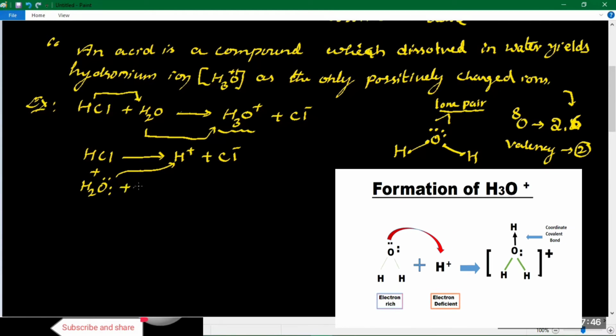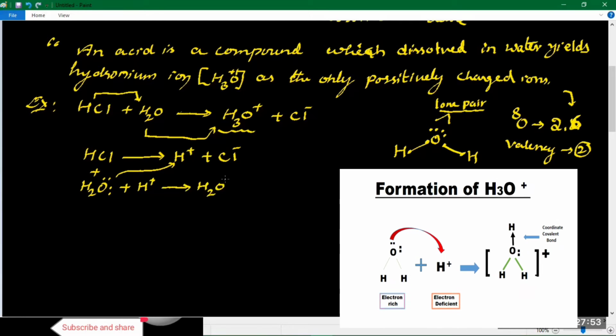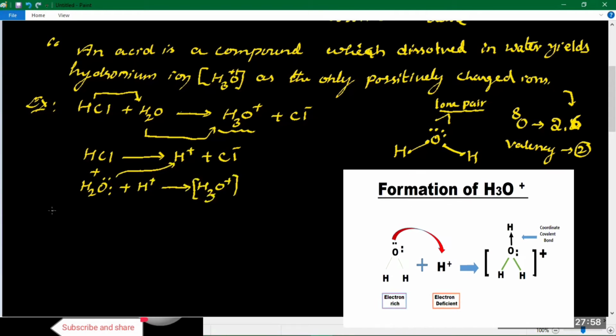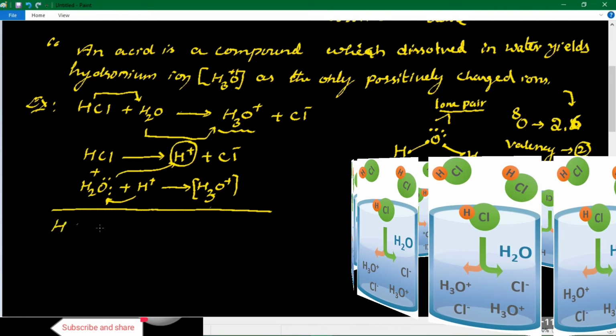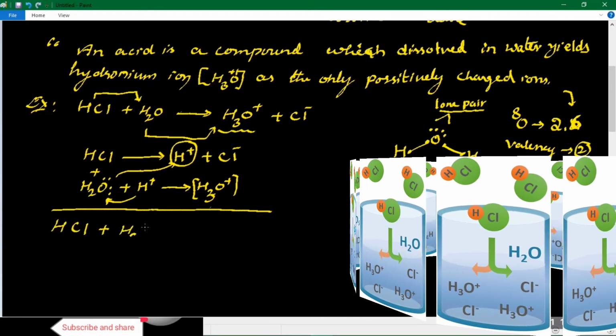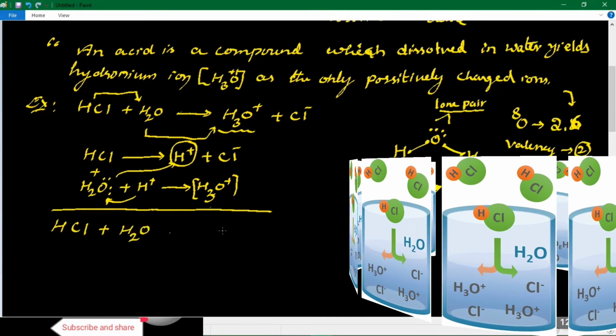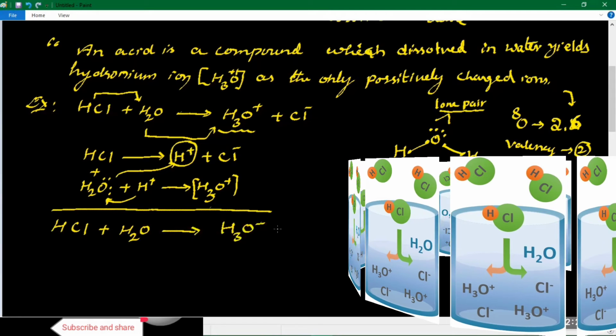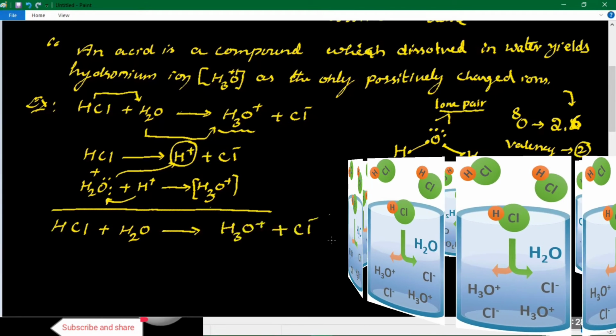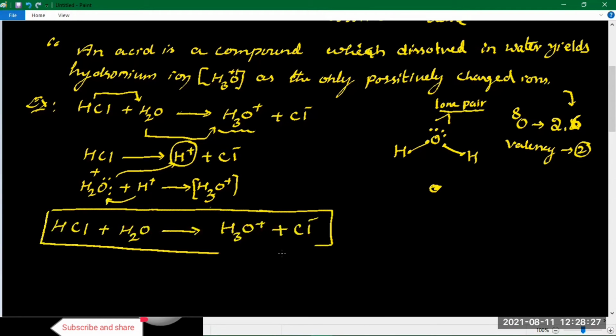A pair of electrons is given to the hydrogen ion, and the water gets converted into H3O plus ion. So I can write the overall reaction of an acid in water like this: HCl plus H2O gives rise to H3O plus and Cl minus ions. This is the definition for the acid. An acid is a substance which, when dissolved in water, gives the positively charged hydronium ion. That is called an acid.